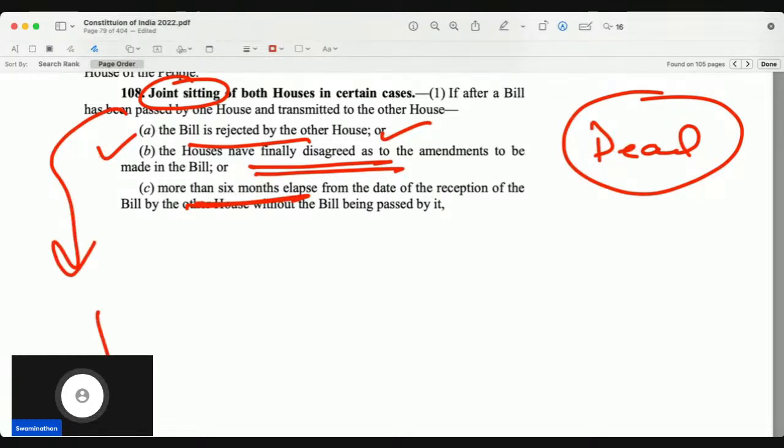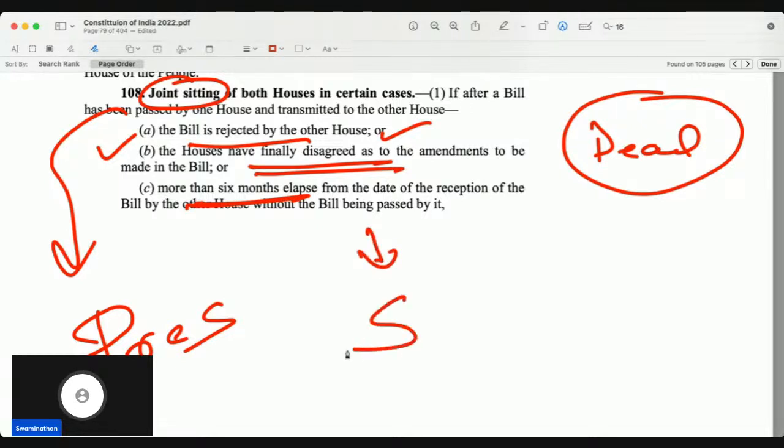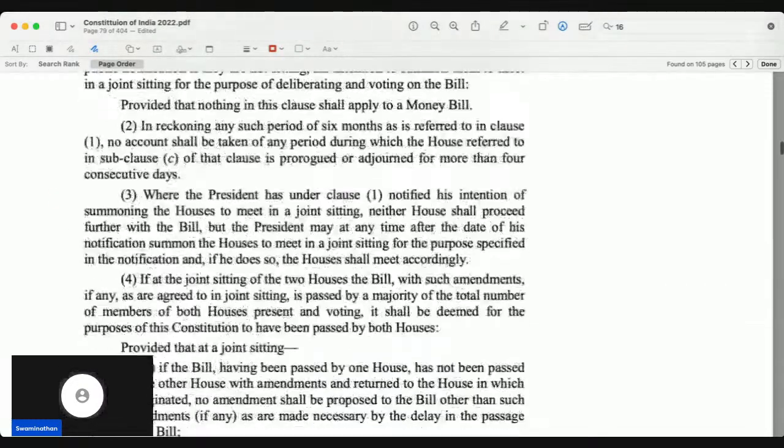Now who has the power to call the joint sitting? It is the President of India who has the power to call the joint sitting of the parliament. Members of Lok Sabha and Rajya Sabha will sit together and they will do the voting and then the bill will be passed. This is called joint sitting. The joint sitting is presided over by the Speaker of the Lok Sabha, not the Chairman of the Rajya Sabha. Right. So this is a technical term about the joint sitting.